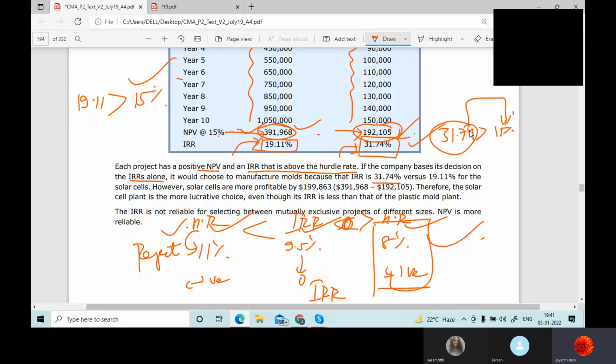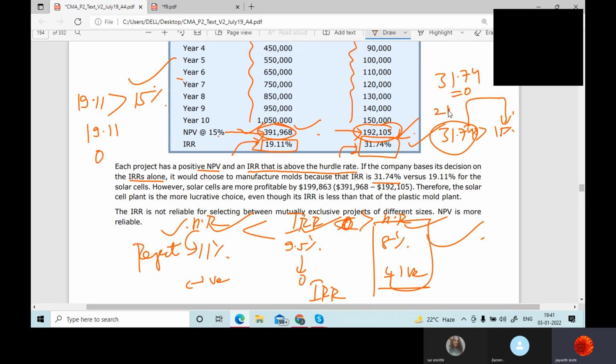And here you can get a higher IRR than this. So here what happens is, if you discount your project's cash flows with 19.11%, you'll get 0. Here, with 31.74%, you'll get 0. But here, if you discount your project's cash flows with 20%, 21%, then will you get 0? Please tell me.